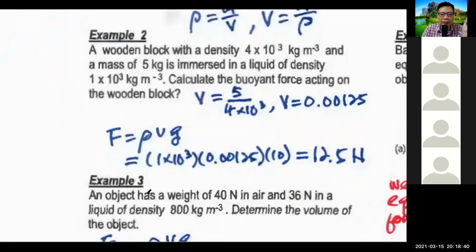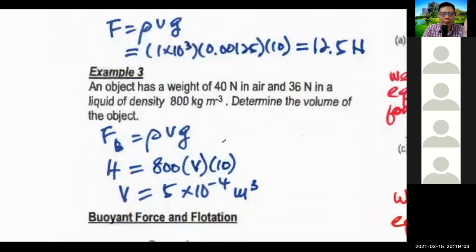This one is very straightforward, direct. An object has a weight of 40 Newton in the air. This is the actual weight. And 36 Newton in a liquid. When you put it inside a liquid, it drops to 36, which means this is the apparent weight. The density of the liquid is 800. Determine the volume. So straightforward.